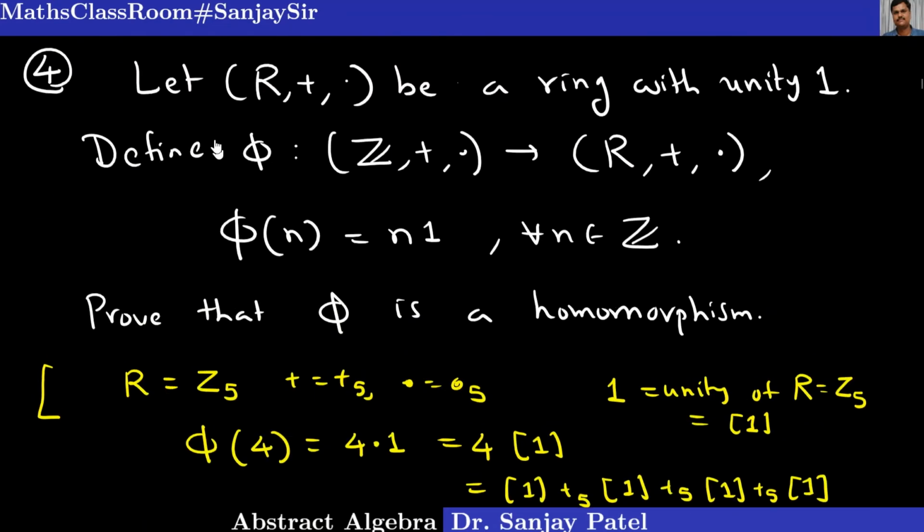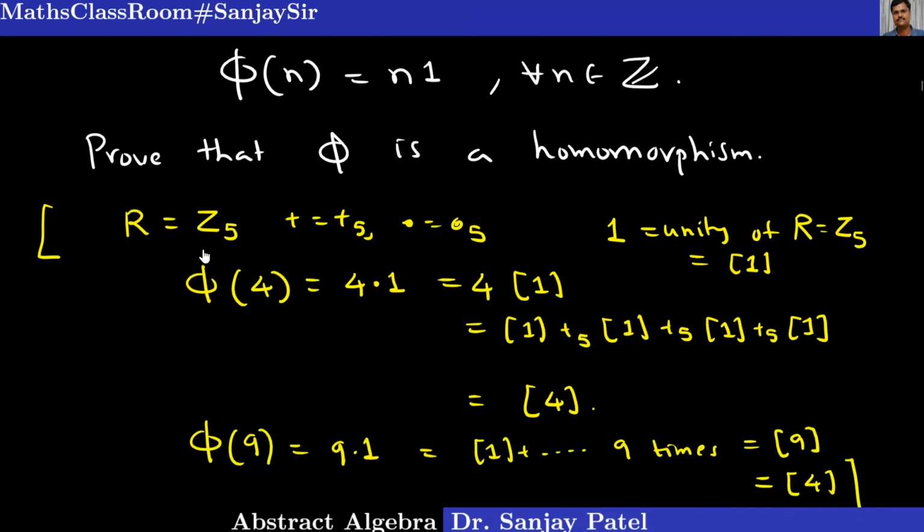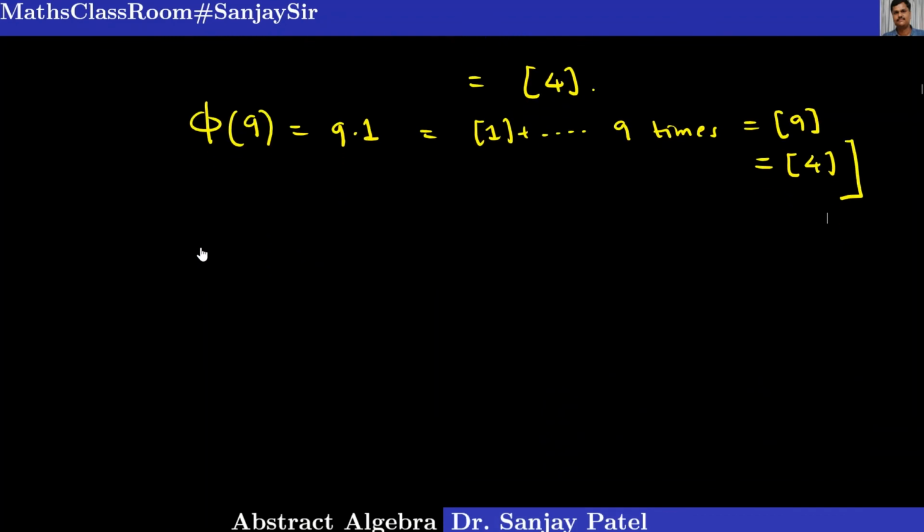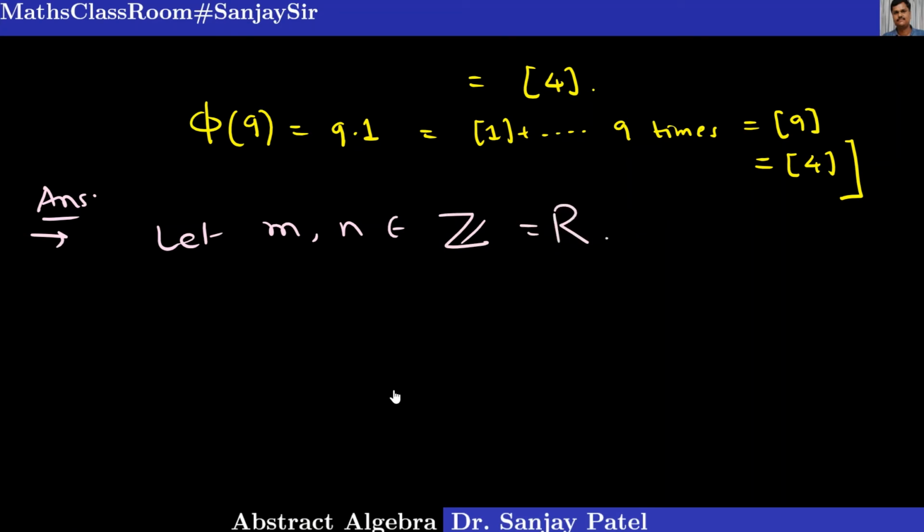So again, let us come back. Phi is a function from the ring of integers to an arbitrary ring with unity, defined like this: phi of n is equal to n times unity 1. Our aim is to prove that it is a homomorphism. So let us start with the first condition. Let any two elements in the domain, let m and n belong to the domain ring. This Z is our domain ring. I should not use the symbol R here, because R is already used for the codomain ring. So let m and n belong to Z be arbitrary.